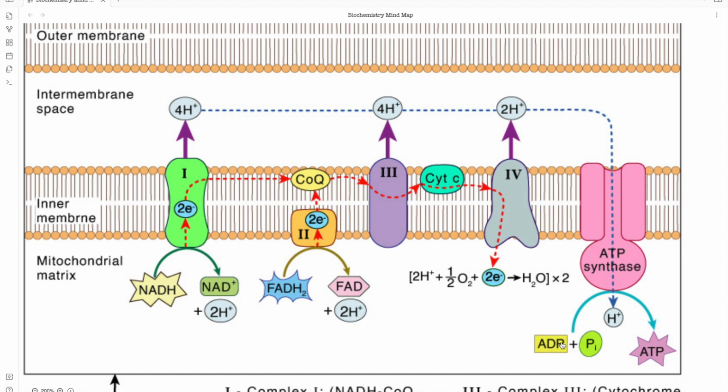At that time, ADP and Pi, that is adenosine diphosphate and one molecule of inorganic phosphate, will join together and form ATP, which is the powerhouse, the source of all the cellular and metabolic energy of our body, or rather, of our cell.